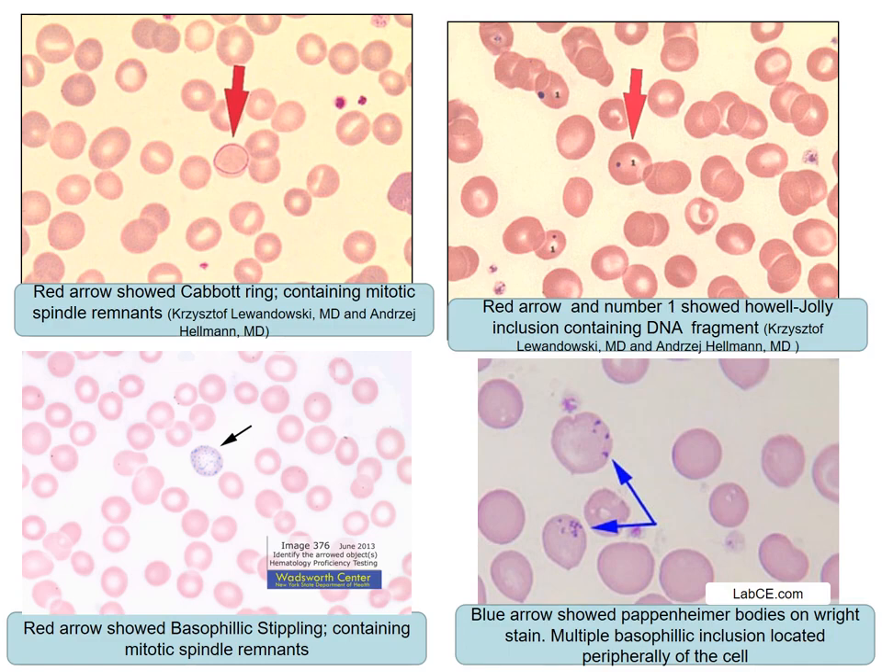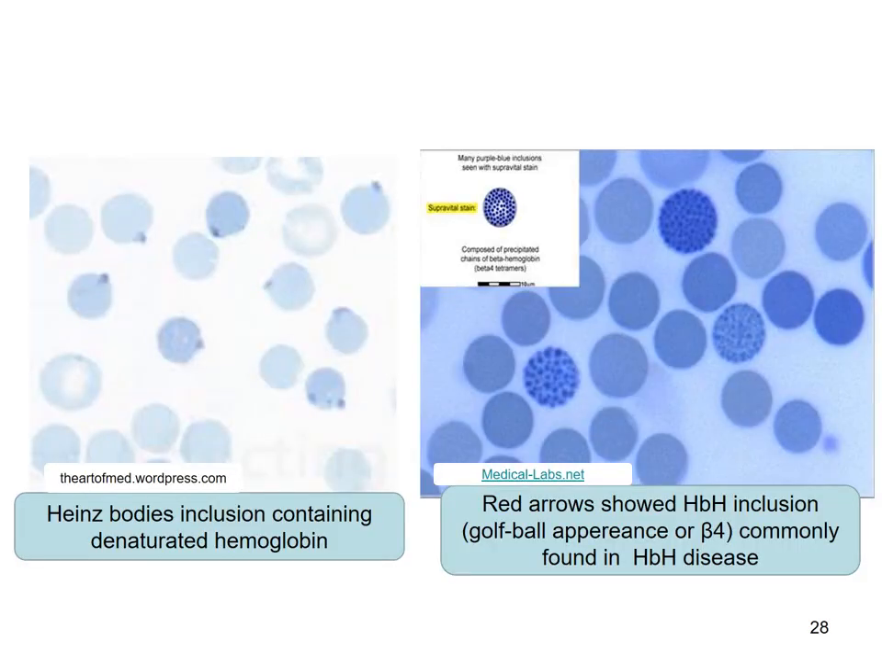Multiple basophilic inclusions are located peripherally on the cell. The Heinz body inclusions contain denatured hemoglobin. The red arrow shows HbH inclusions, or golf ball appearance, on beta 4, commonly found in HbH disease.